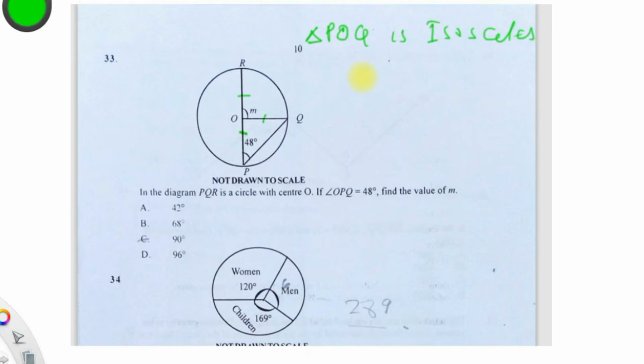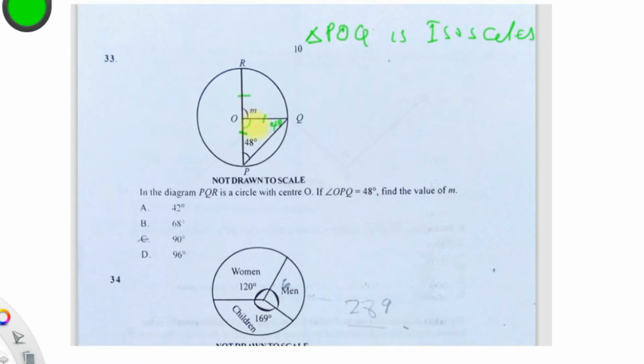Since this is isosceles, you know that the base angles in an isosceles triangle are equal. So it means that if this is 48, then definitely this angle is also 48 degrees. So if you know this angle, then you'll be able to find this angle. Well, remember that I said angles on a straight line will give you 180. So this angle plus M will give us 180.